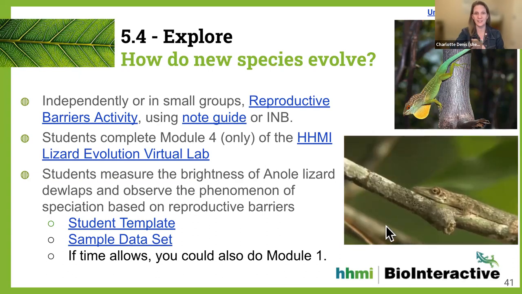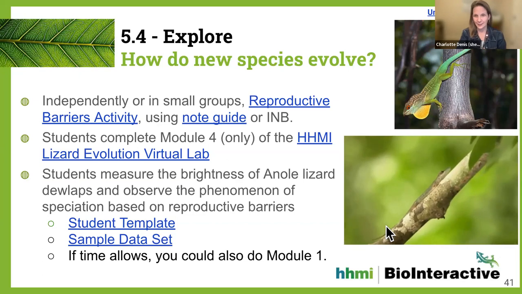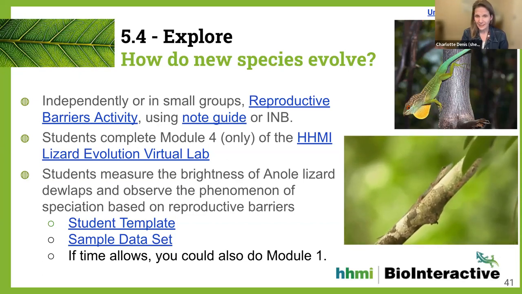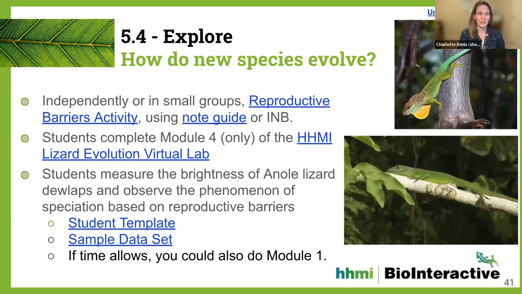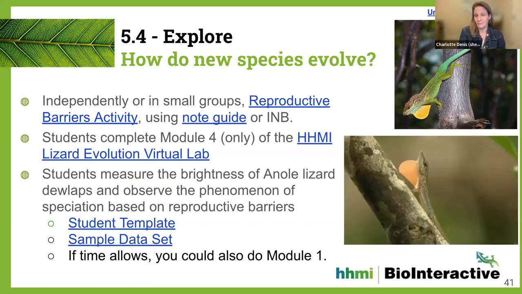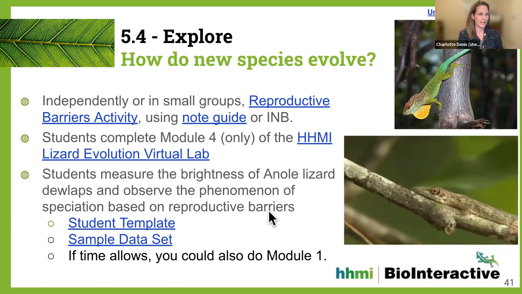And the dewlap is basically, I like to tell kids, it's basically a flag, right? To try and connect the male with the female. So it's a way for the male to be able to be seen by the female.